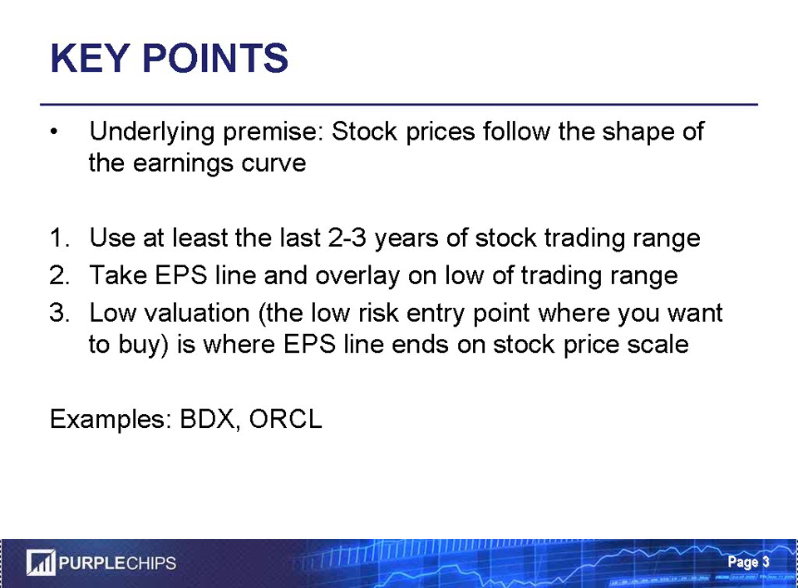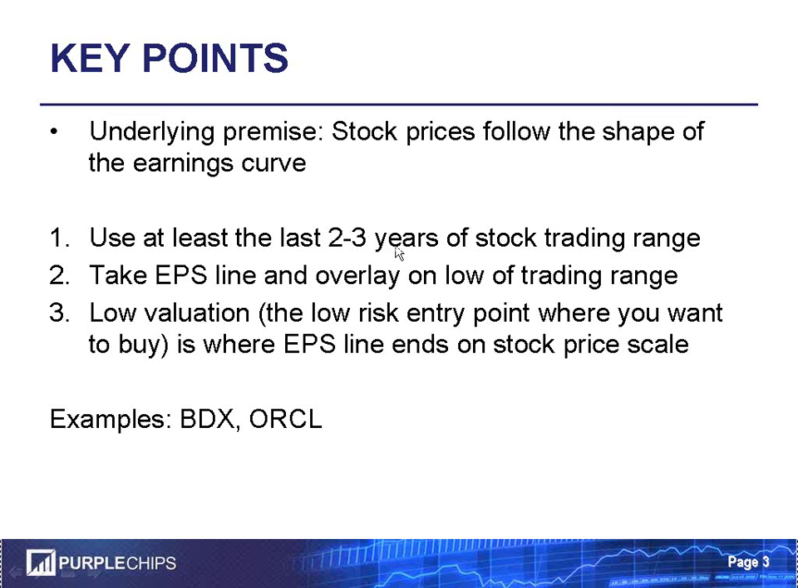You have to use at least the last 2-3 years of the stock's trading range. Then you take the earnings per share line, the EPS line, and you overlay it on the low of the trading range. That's how you determine where your entry point is. The low valuation, which is the low risk entry point, is where you want to buy, and that's where the EPS line ends up on the stock price scale.